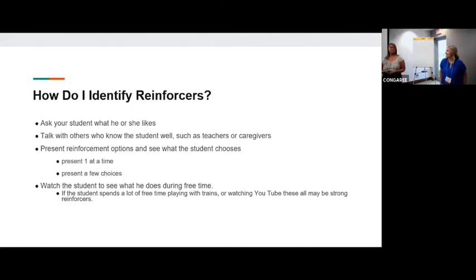And then, simply watching the student during their free time. Are they playing with trains all the time? Are they watching YouTube a lot? Are they talking about it? Listen to what they're talking to their friends about, maybe what they're looking at when they're not paying attention to you. Just observing what they're doing can be really helpful.